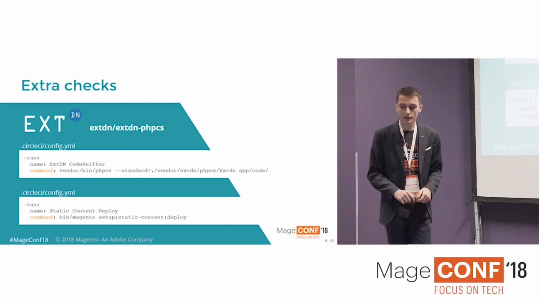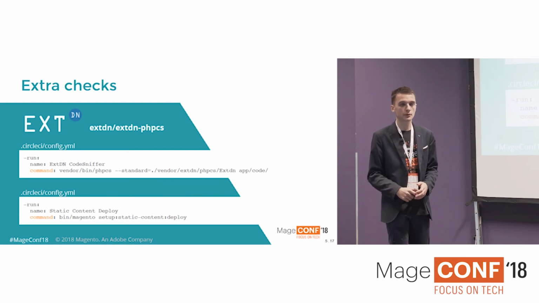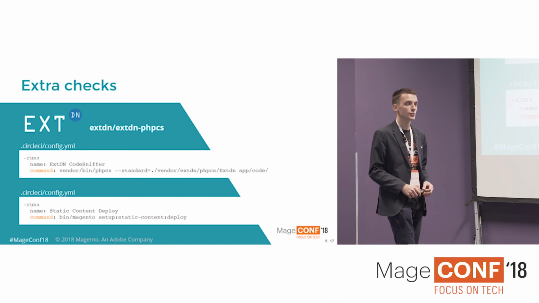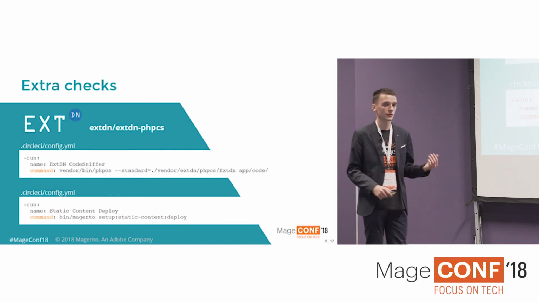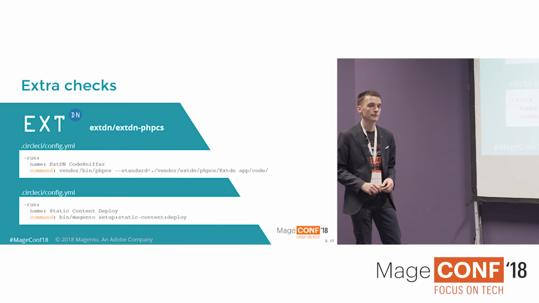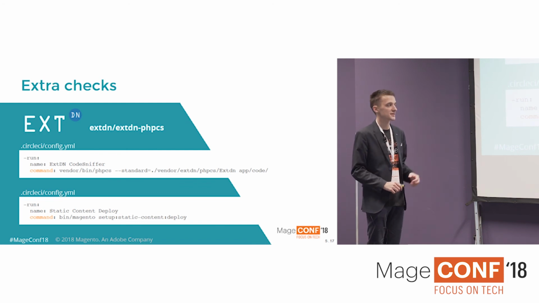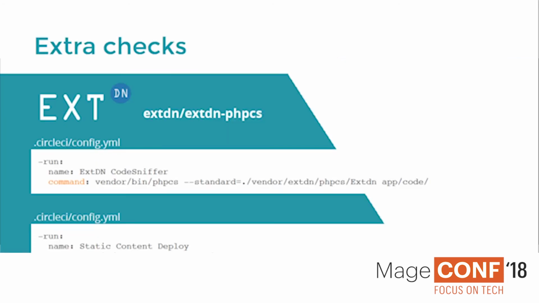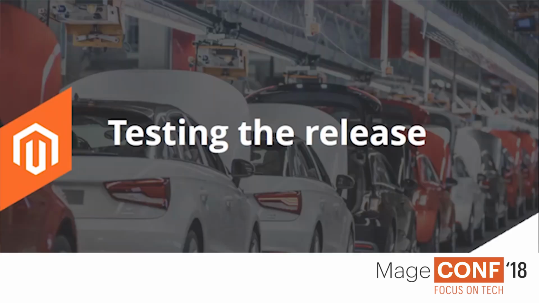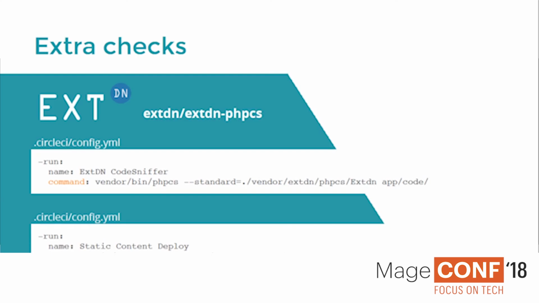You can just run setup static content deploy during the pipeline. It will show you if there are some issues with compiling that. You can limit that to the same conditions that you run your production deployment. And yeah, so maybe I will stop there for a minute. That's all you need to have for the beginning.